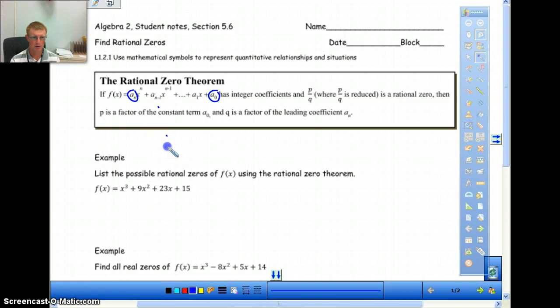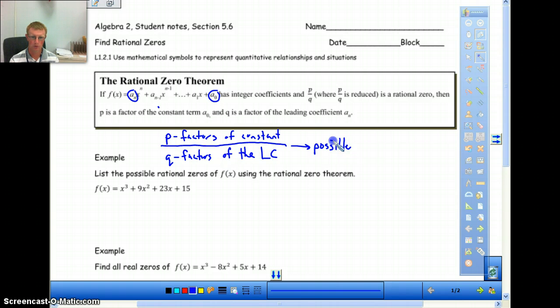So again, p is going to be factors of your constant. That would be on top. And then q is the factors of the leading coefficient. I'm going to call it LC. And then that is going to give you your possible, not guaranteed, possible zeros. So let's explore that through an example.